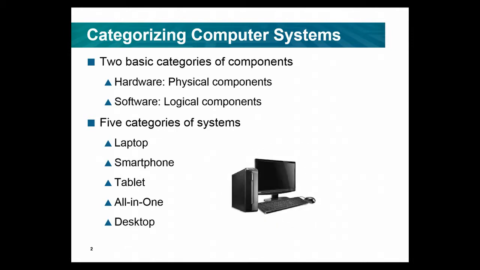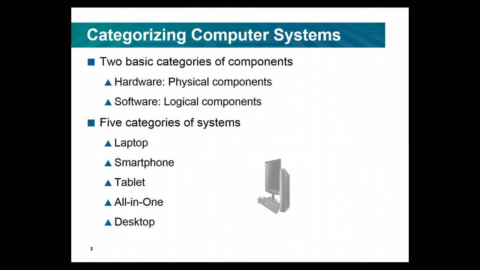Lastly, we're going to talk about the desktop computer. A desktop computer has the components like an all-in-one, except the monitor and the computer casing itself, which has the hard drive, the processor, etc., is separated.